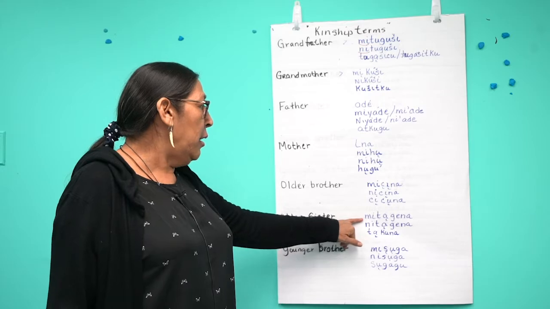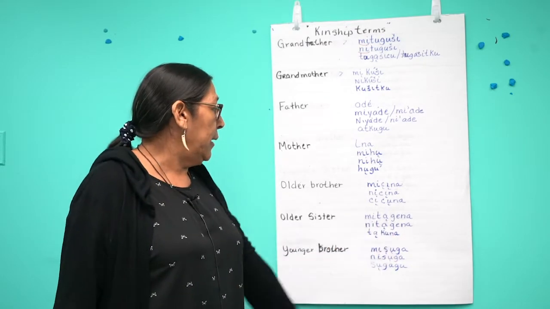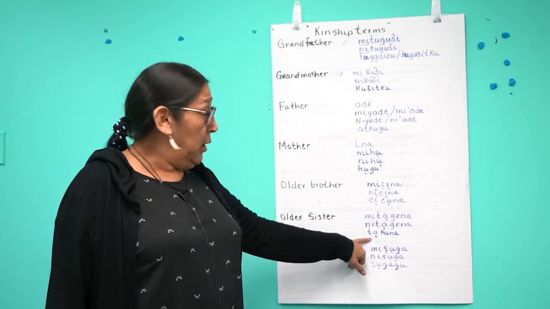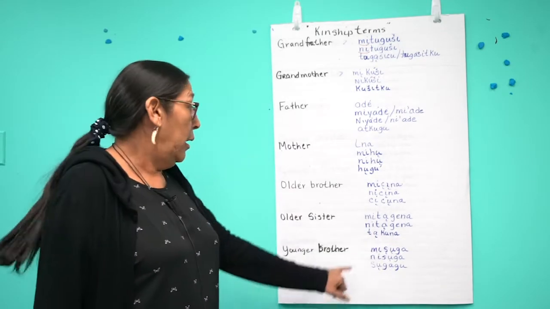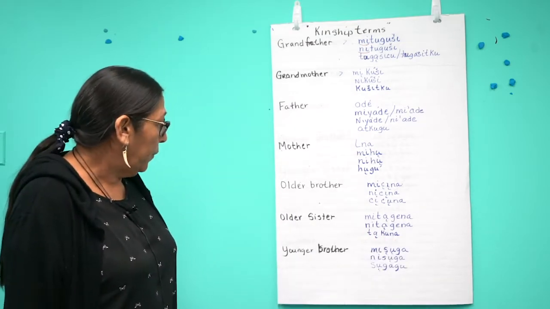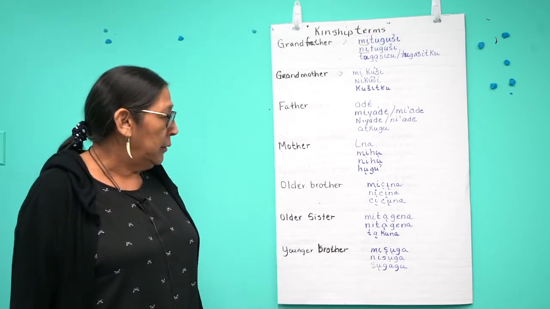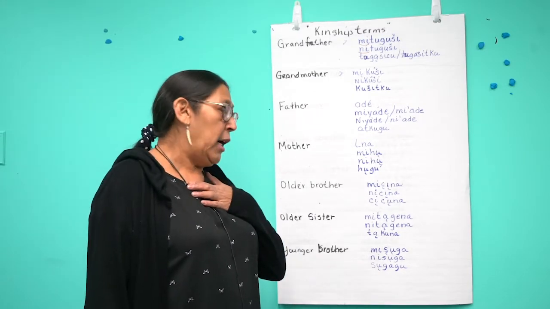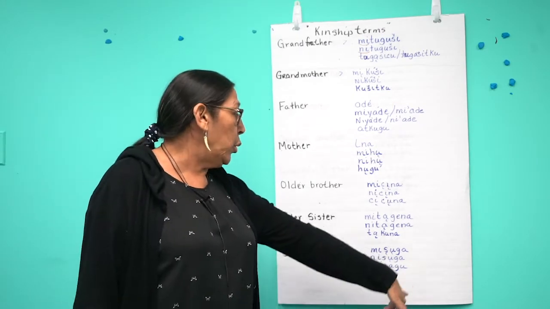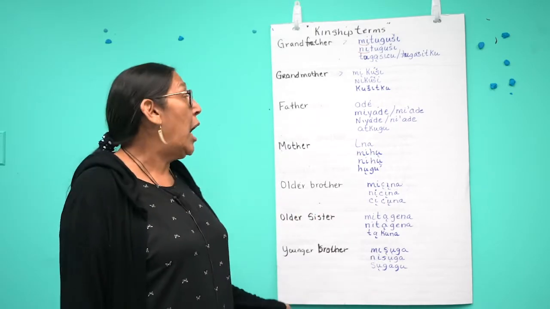Our older sister? Mitangenan. Your older sister? Nitangena. Our sister? Tankuna. This is a nasalized N. Now, your younger brother is Misunga. That's my younger brother, Misunga. Your younger brother? Nisunga. And our brother? Sungagu.